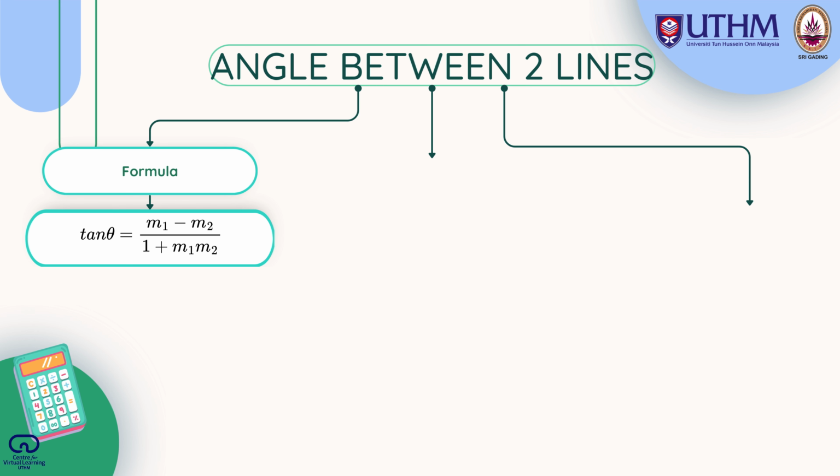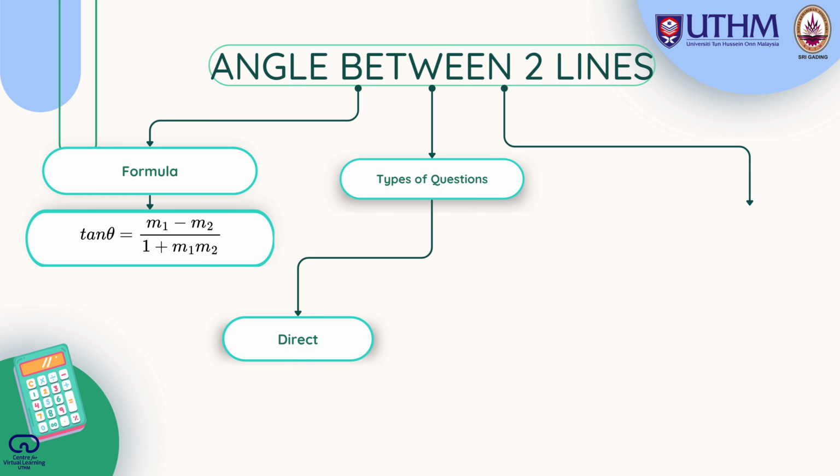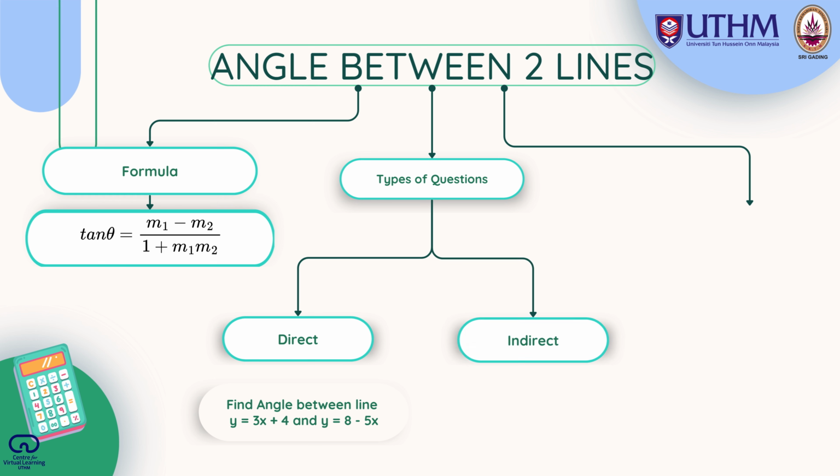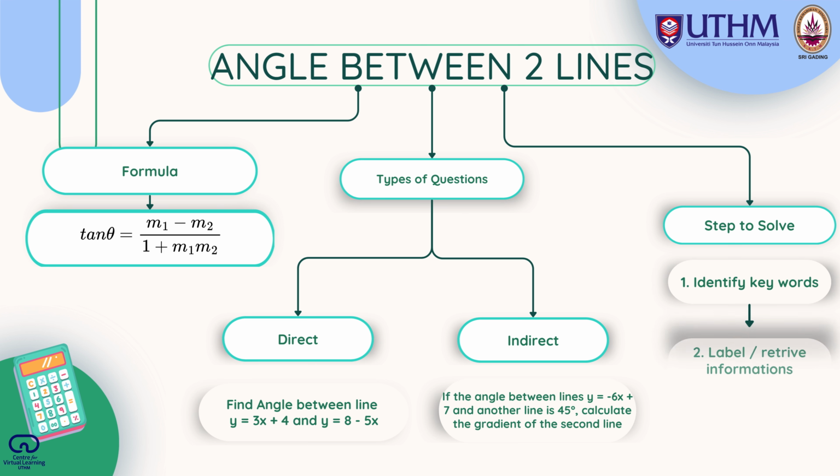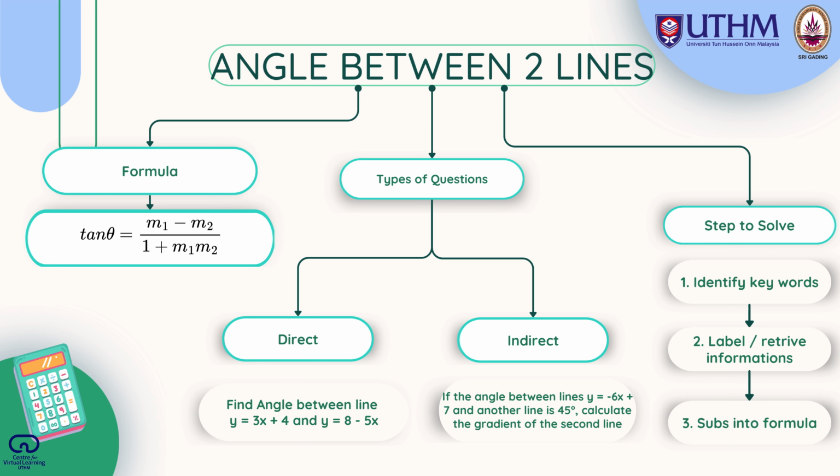Second, there are 2 types of question. The direct question, which requires you to find theta, and the indirect question, where theta is given and you have to find the value of m or an unknown. Third, the steps to solve. First, identify the keywords. Second, retrieve the gradient. And third step, substitute all the values into the formula.